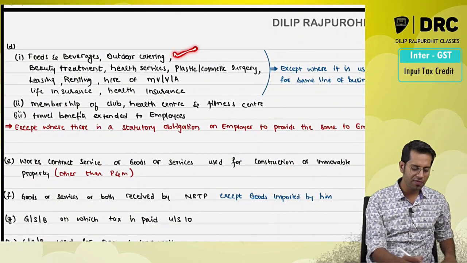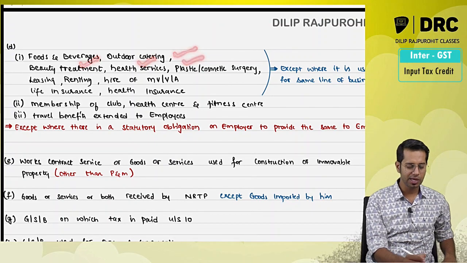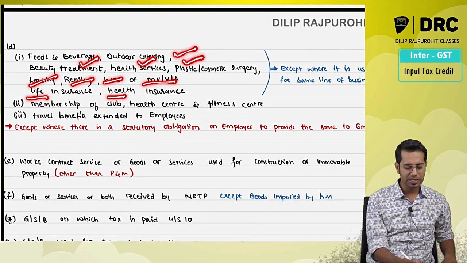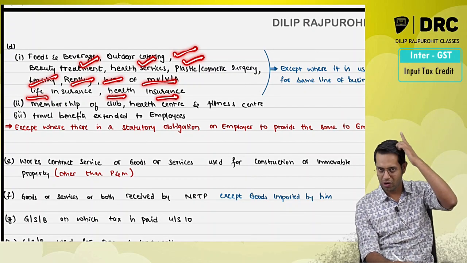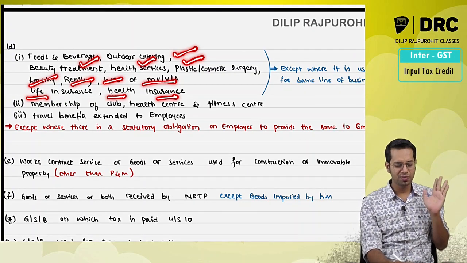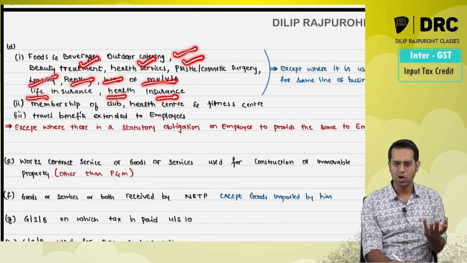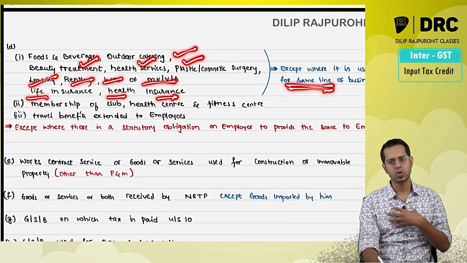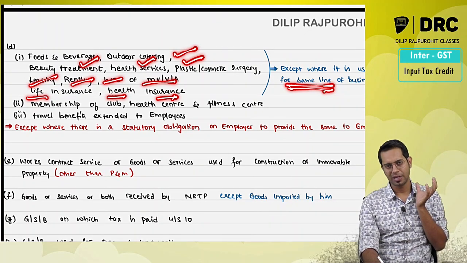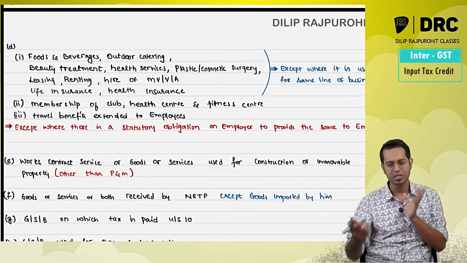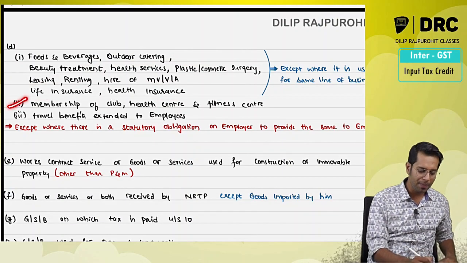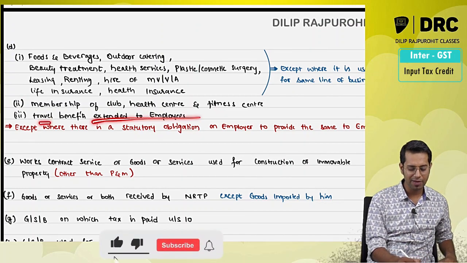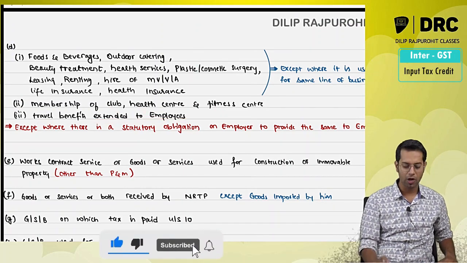Then ITC on foods and beverages, beauty treatment, health services, plastic surgery, cosmetic surgery, leasing, renting, hiring of motor vehicle, vessels, aircraft, or life insurance, health insurance, etc. On these items ITC cannot be taken by you. Normally on foods, beverages, outdoor catering, beauty treatment, etc. you cannot take input tax credit, except when you are in the same line of business. Meaning I am a restaurant, I am taking services from another restaurant, so it is the same line of business. My outward supply and inward supply are the same. Then membership of club, health center, fitness center, ITC cannot be taken. Training, travel benefit extended to employees, ITC cannot be taken.